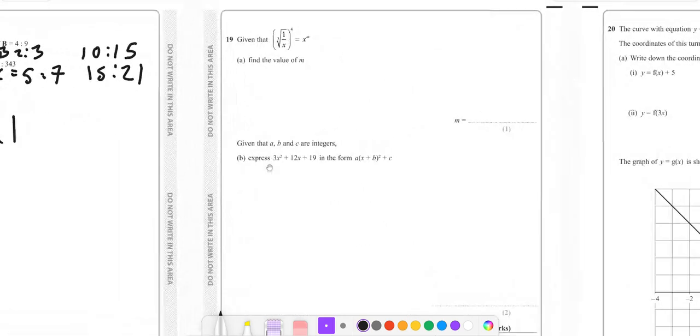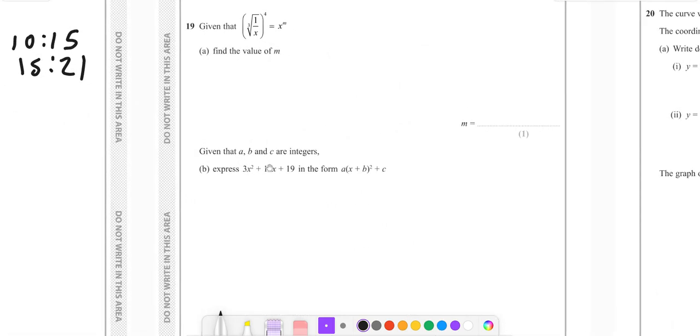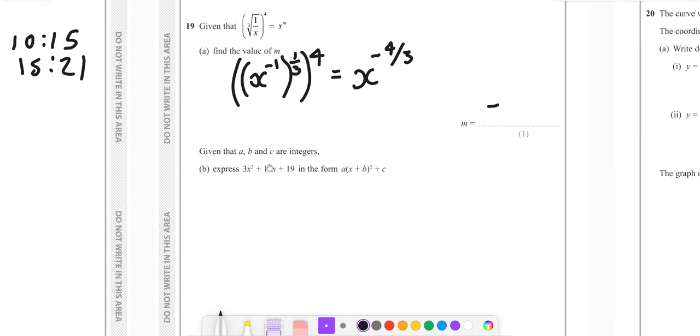Okay, 19. Given that, the cube root, find the value of m. So we've got to write these all using the powers that we know about. We've done this reasonably recently: x to the minus 1, and then we're going to cube root, so that's the power of a third, and then we're going to do that to the power 4. We just multiply all those together, so we've got x to the minus 4 over 3. So m is minus 4 over 3.